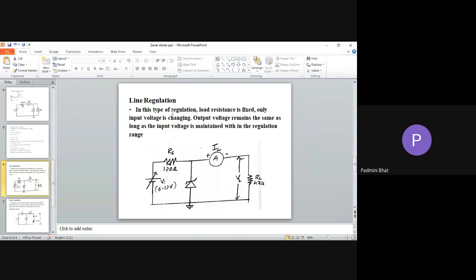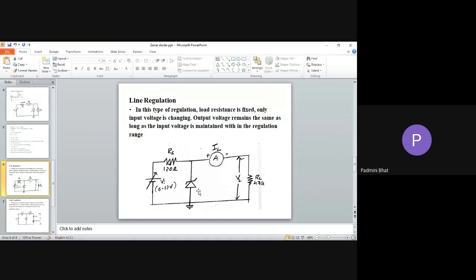Now, this is the circuit for the line regulation. My question is, I am using this 4.7 volt Zener diode as a regulator, but I can't assure you that my input voltage will always be constant. It may vary sometimes, due to many reasons.